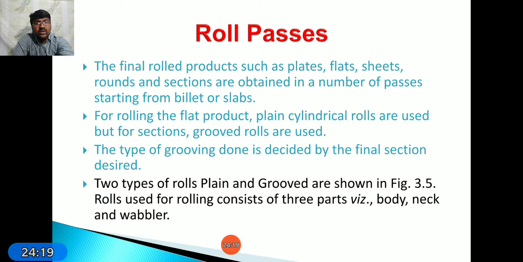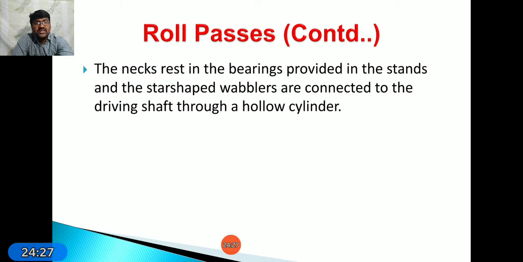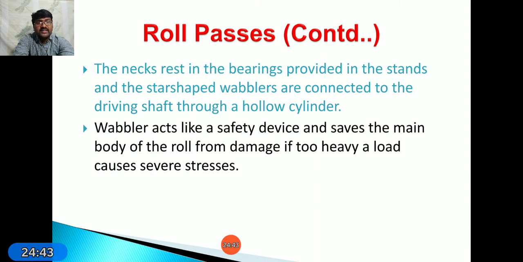Next, the rolls used for rolling consist of three parts, that is body, neck and wobbler. The neck rests in the bearing provided in the stands, and star shaped wobblers are connected to the driving shaft through a hollow cylinder. The wobbler acts like a safety device and saves the main body of the roll from damage if too heavy a load causes severe stresses. For that case we use the wobbler.